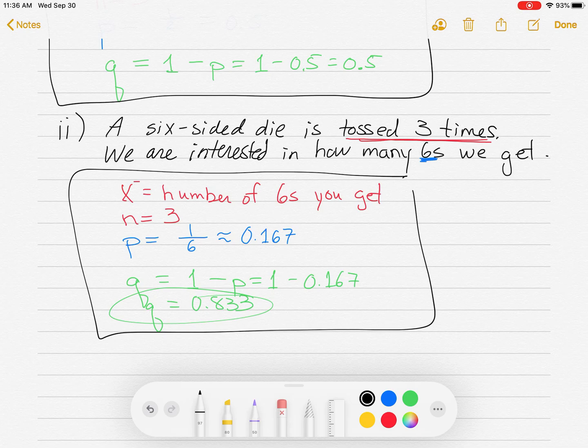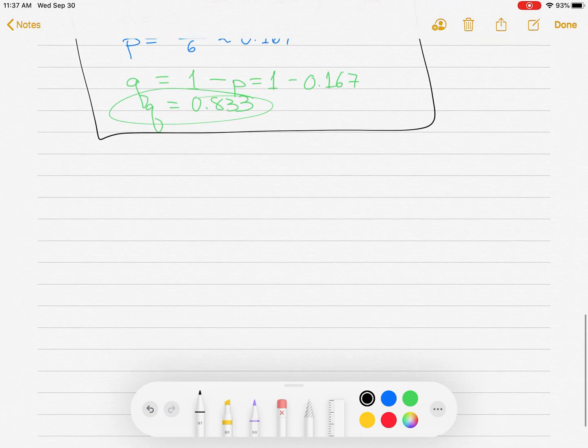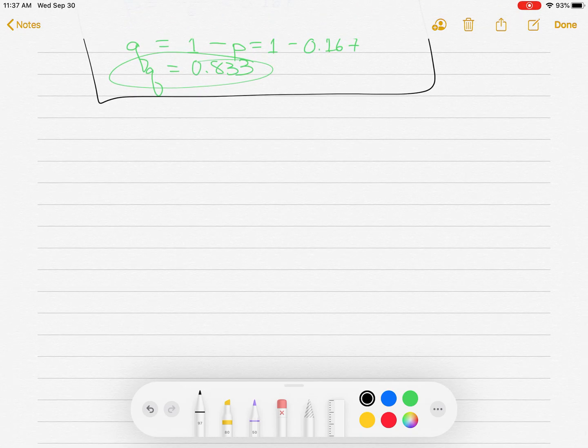Okay, so there you have it. Here's everything that was asked for. Your random variable X tells you the number of 6s you're going to get, the number of successes you're going to get. The number of trials was 3, right? That's the number of die tosses. Your probability of getting a single 6 on 1 trial is 0.167 roughly, and the probability of not getting a 6 is 0.833.